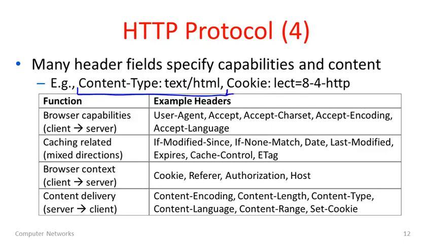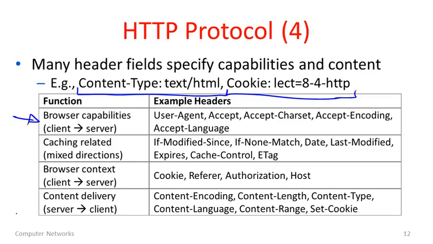Another header would be Cookie: lect=84-HTTP. Now I just made that up, but that's an example of a cookie that might be sent from a client to a server to tell it some state it has, maybe about the lecture you're watching right now. There are dozens and dozens of different HTTP headers. You can look them up in the spec. I've just summarized some of the groups of them in this table.